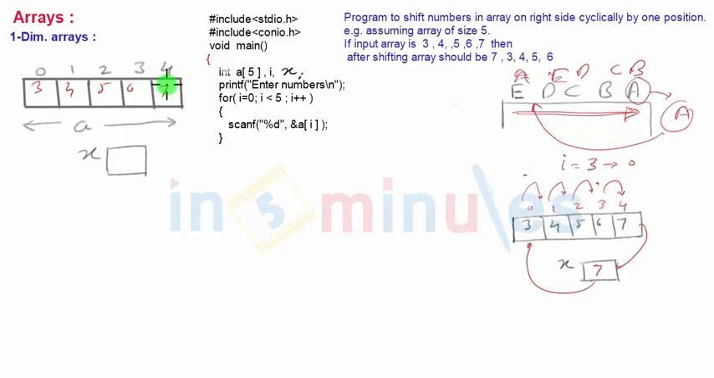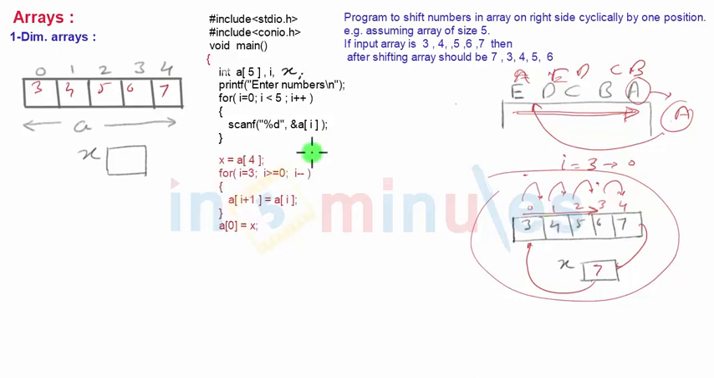Now how to do the shifting? Exactly the way we discussed over here. First we'll place the fourth value aside in X. Then from 3 to 0, we'll shift all the numbers on the right side. That is, for I equal to 3 to I equal to 0, we'll shift every ith value into I plus 1 location. Now for that, we'll be utilizing the next part of the program.